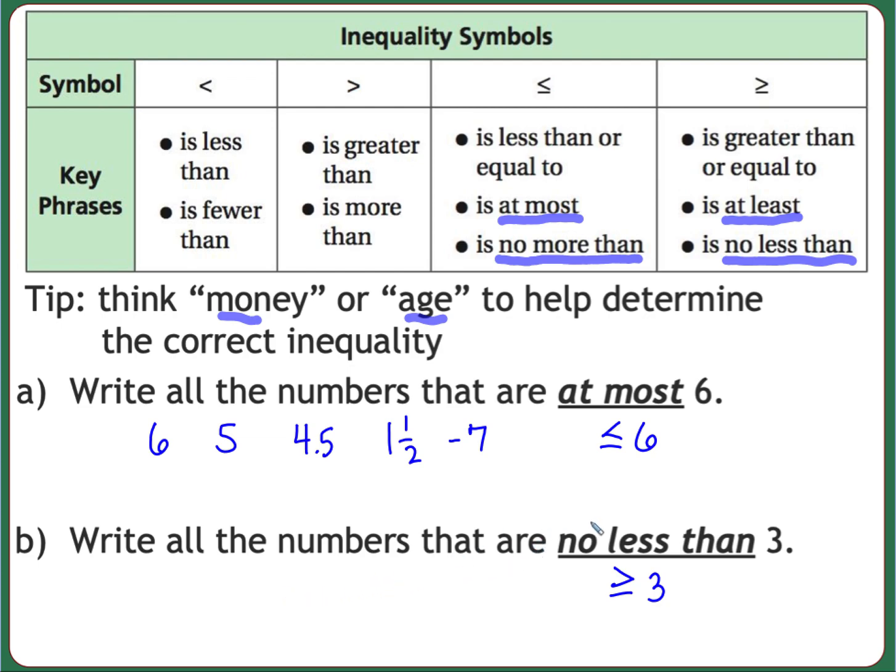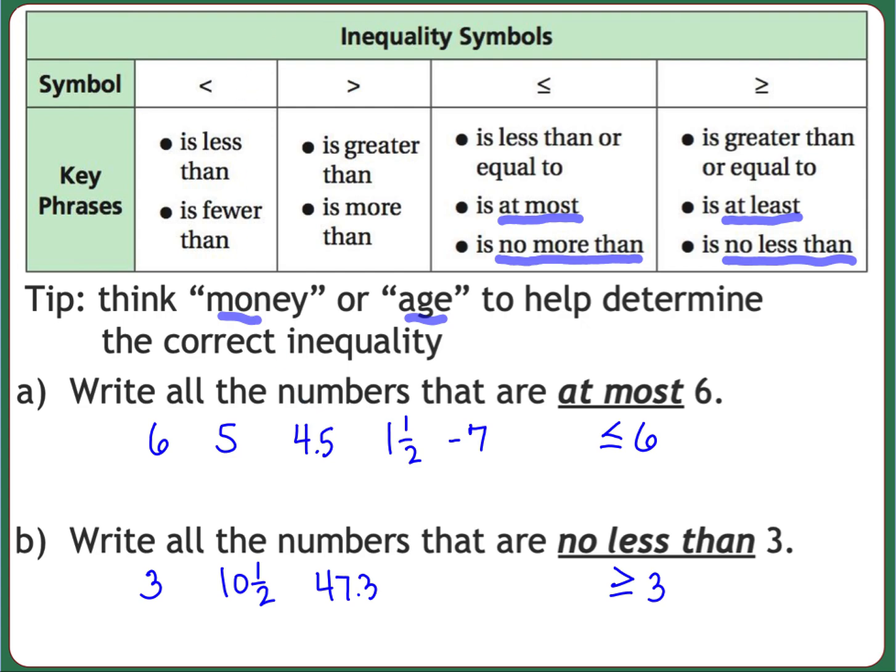How about all the numbers that are no less than 3? Again, that's going to be greater than or equal to 3. So I have 3. I could do 10.5. I could do 47.3. So any number that is greater than or equal to 3 is no less than 3.